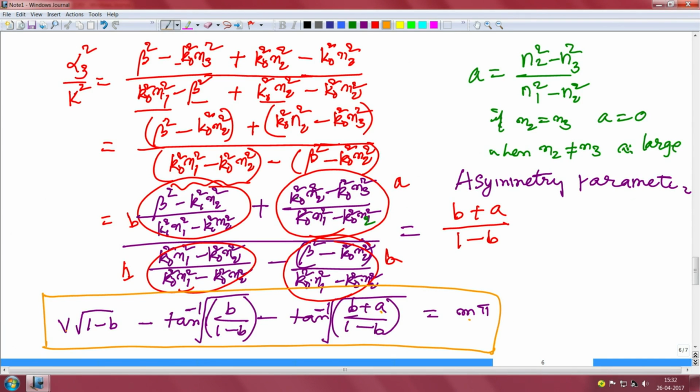This equation cannot be solved directly in a closed form, but by using computer programs like MATLAB or Mathematica, you can easily evaluate all these variables or these constants. Given a V number, we can find the normalized propagation constant by using computer programs. Of course, these should be specific to only some asymmetry parameter and some mode index.